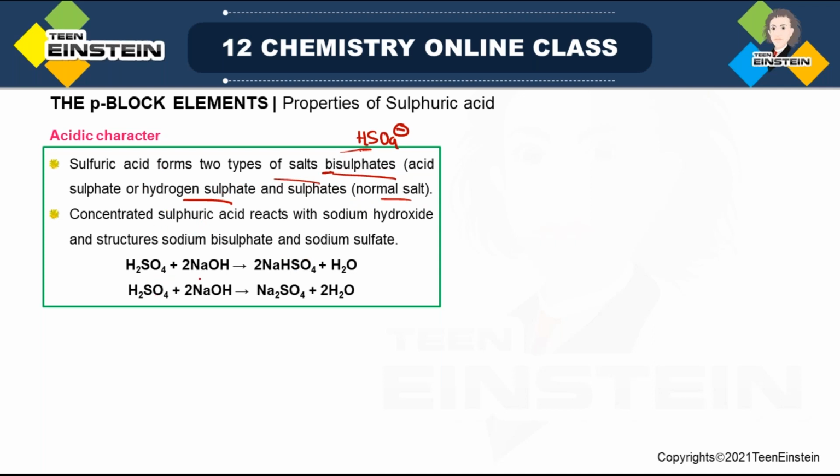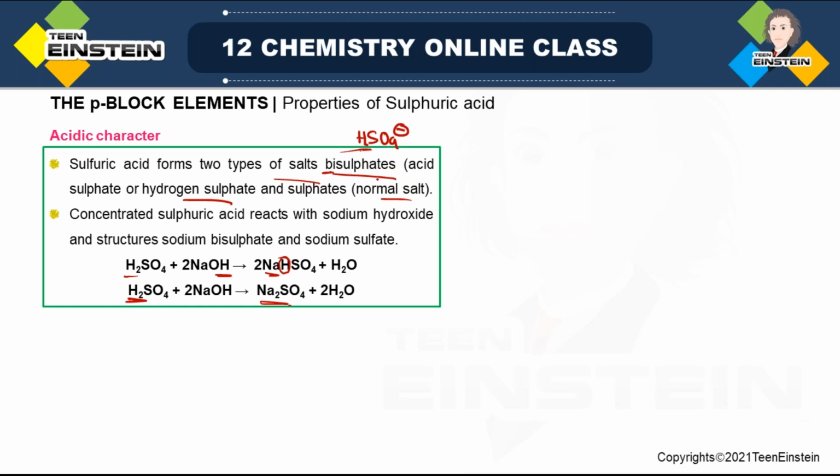Now see the reaction: H2SO4 first reacting with NaOH forms NaHSO4. That means only one hydrogen is replaced by Na, and you still have one more hydrogen. So this is called sodium hydrogen sulfate or sodium bisulfate. You cannot call it sodium sulfate. Sodium sulfate is the second one, when the other H is also removed. If both the hydrogens are replaced by sodium, this salt will be called sodium sulfate.